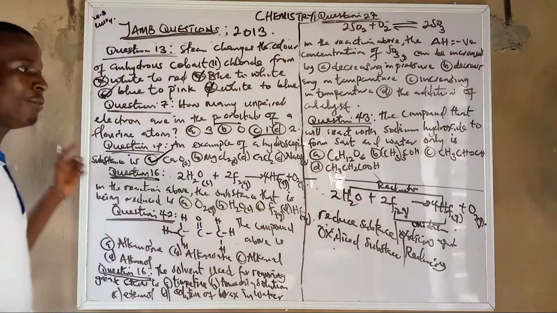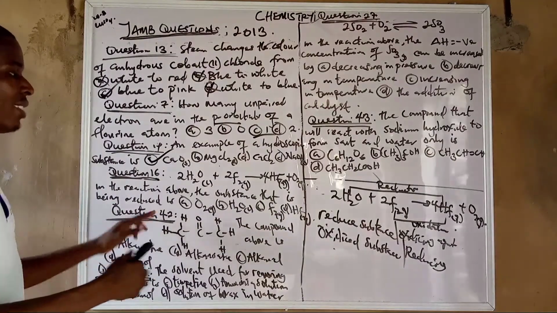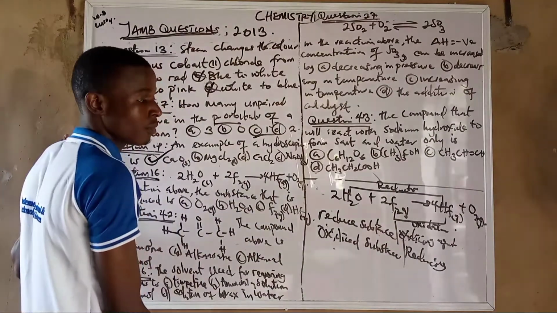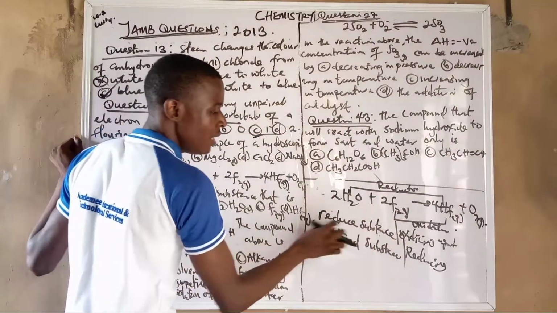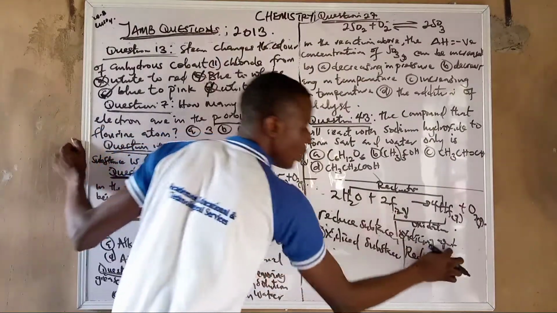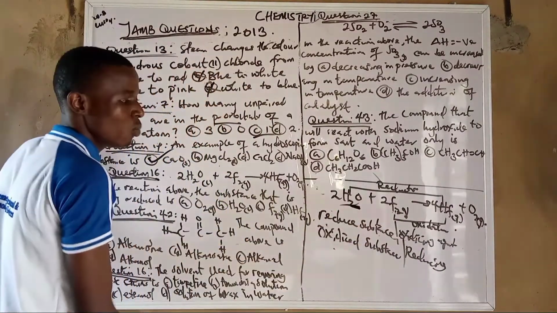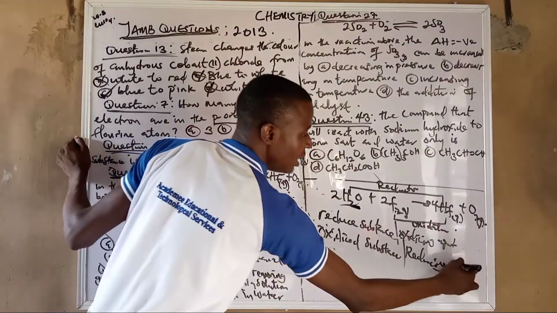From what I've given you, the reduced substance is hydrogen, which is the oxidizing agent, while the oxidized substance is the water, which is the reducing agent.